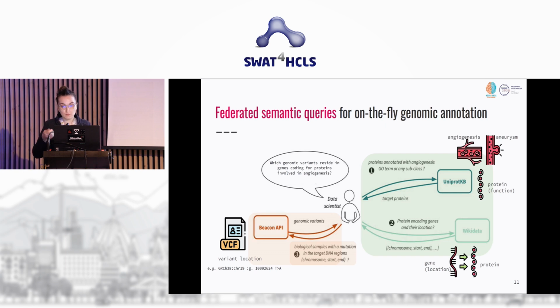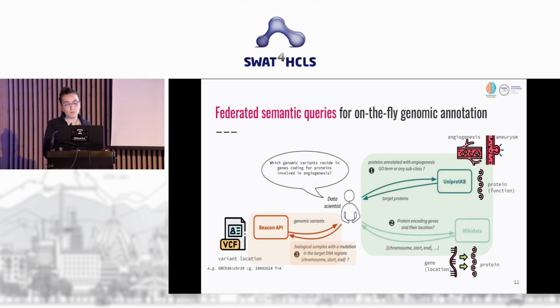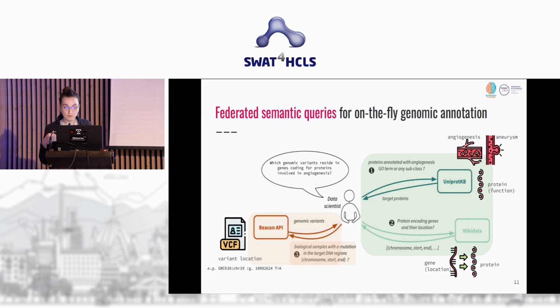Following this retrieval of the list of proteins involved in angiogenesis, we then go look in Wikidata to find the genes that code for these proteins, and we also want to extract the gene location. And all this is already public, available, accessible data. And then we go towards the red part, towards our genomic variants, and we want to retrieve only the genomic variants that are found within genes that we previously retrieved.